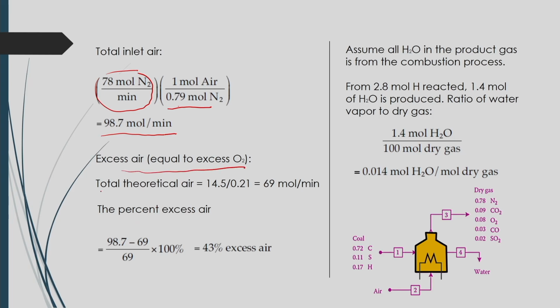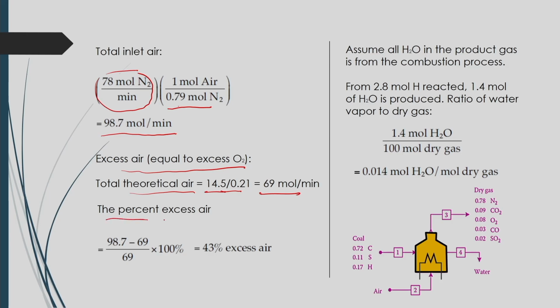Okay. So, according to that, total theoretical air: 14.5 is the theoretical oxygen required, so you have to convert it to the amount of theoretical air required just by simply dividing this 14.5 by this 0.21 oxygen fraction. So, it will be simply 69 mole per minute.